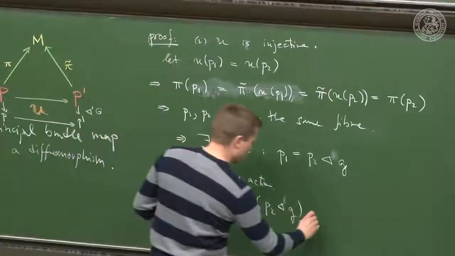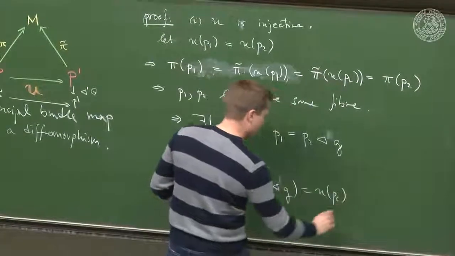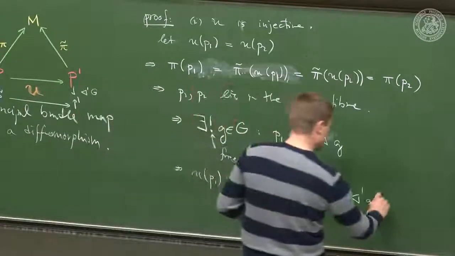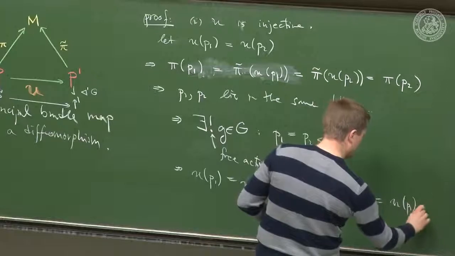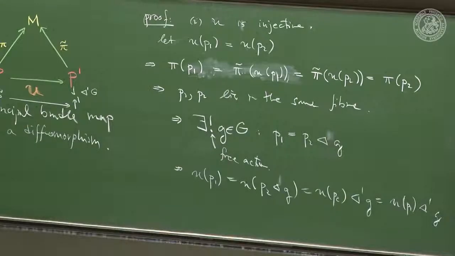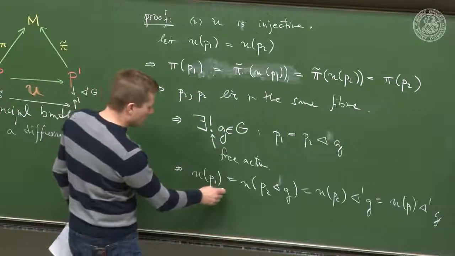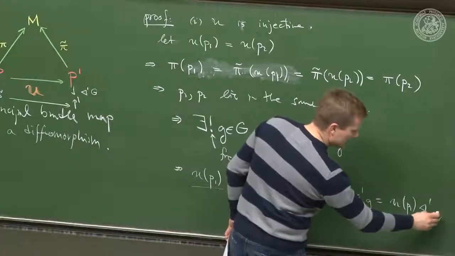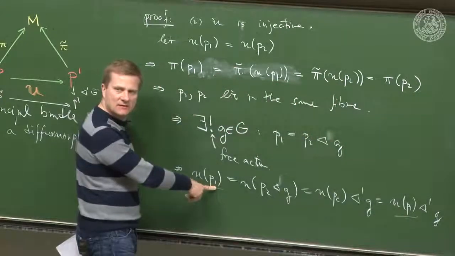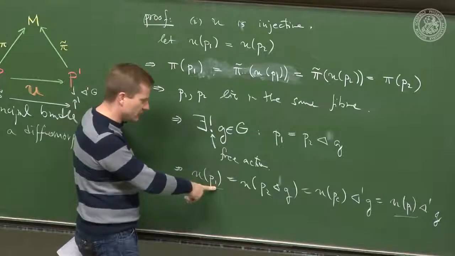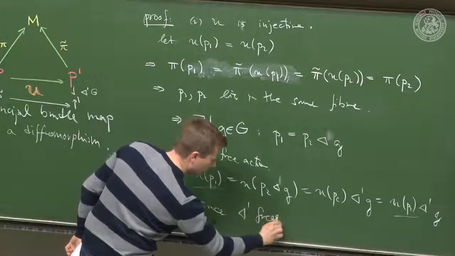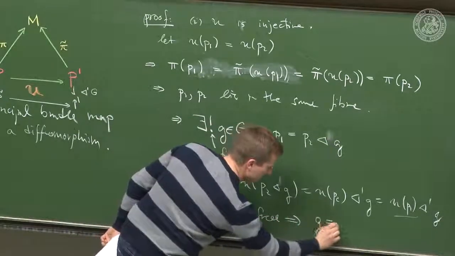We have this exactly. And then we get U of P2, and now we have the primed action of G. But we know that this is simply U of P1 with the primed action of G. Why is that? Because U of P1 is U of P2, so we can replace those. And now we see that the action of an element G on U of P1 doesn't change the element. And since the action is free, it follows that G must be the identity.